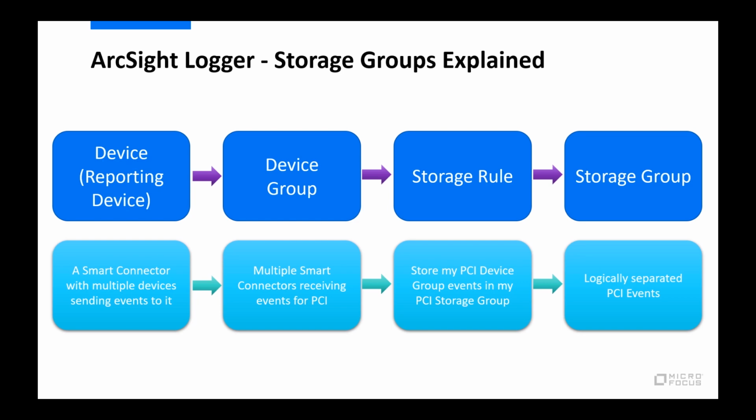Just to reiterate, reporting devices are typically a smart connector with multiple endpoints sending events into them. These devices get rolled up into what's called a device group. In other words, multiple smart connectors receiving events for, say, PCI, and we'll keep using PCI as our example throughout this video. We then write a very simple storage rule that says if I see events from this device group, I want them sent to this particular storage group, in our case, PCI.